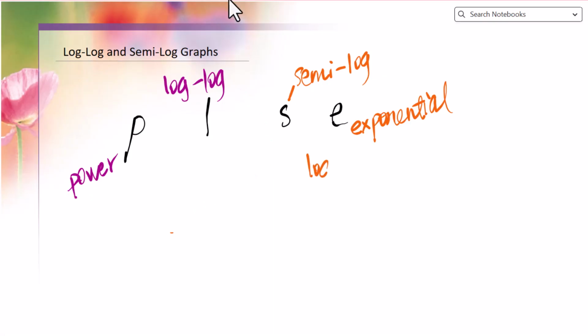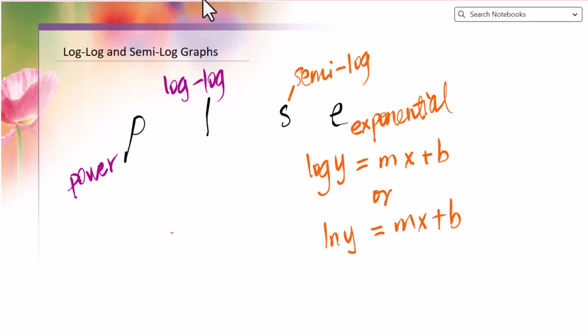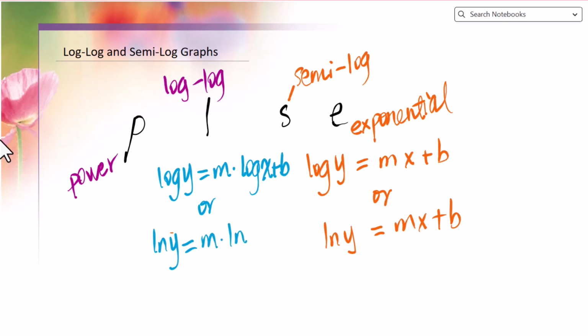Semi-log means common log of y equals mx plus b, or natural log of y equals mx plus b. For log-log graph, common log of y equals m times common log of x plus b, or natural log of y equals m times natural log of x plus b.